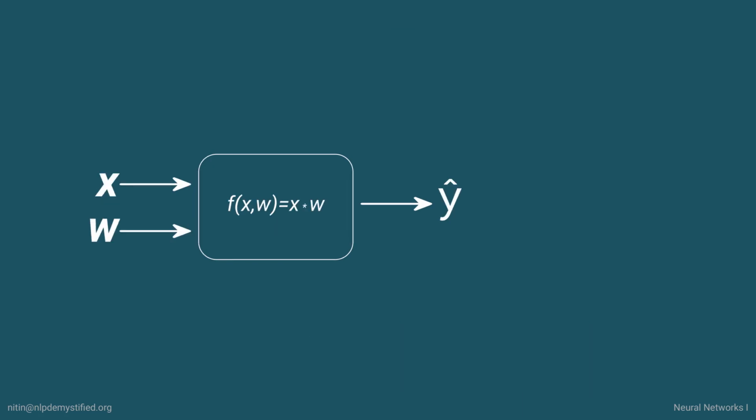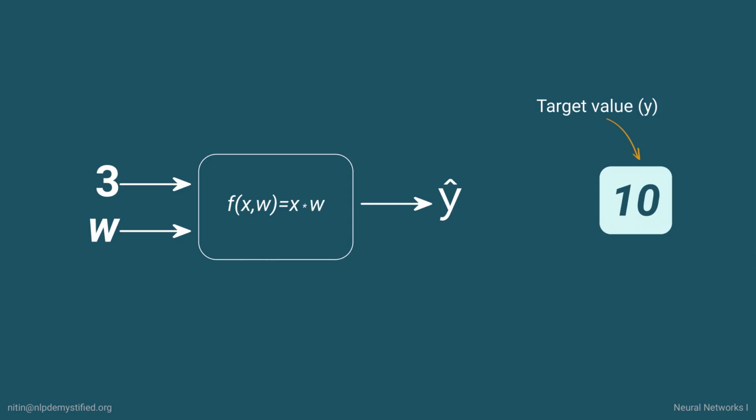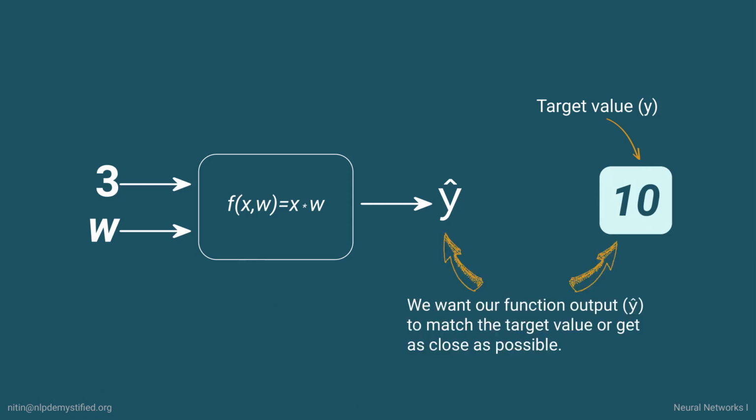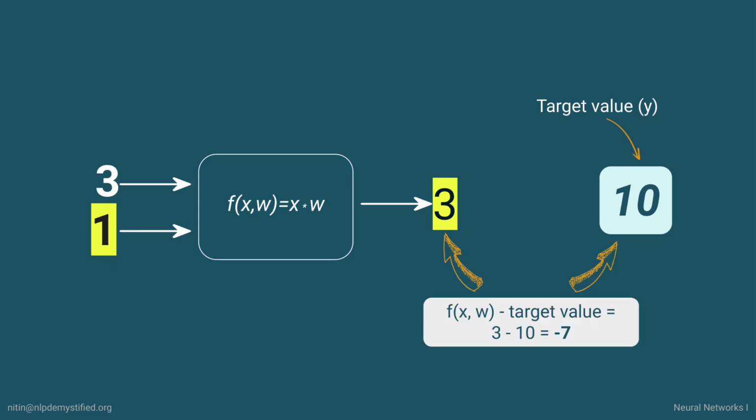Now let's say we have a function that takes two inputs, x and w, and multiplies them together to create an output y hat. Let's say x is fixed. In this case, x equals 3 and cannot change, but w can vary. Lastly, there's a target value y set to 10. The goal is to adjust w so that the function's output y hat is equal to or as close as possible to y. To see what happens, we might start off setting w to 1, which results in an output of 3. Comparing the output against the target, we see it's off by -7.